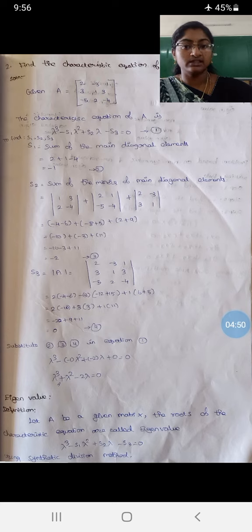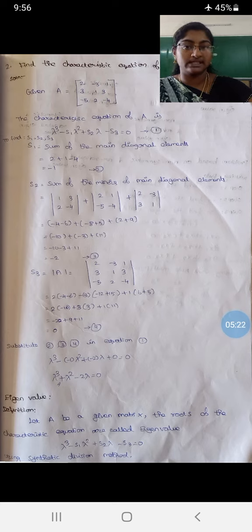Here we have to find the value of S2. S2 is nothing but the sum of the minors of the main diagonal elements. We know the main diagonal elements are 2, 1, minus 4. In this we have to take the minor of each diagonal element. So the minor of 2 is the determinant 1, 3, 2, minus 4, and the minor of 1 is 2, 1, minus 5, minus 4, and the minor of minus 4 is 2, minus 3, 3, 1.